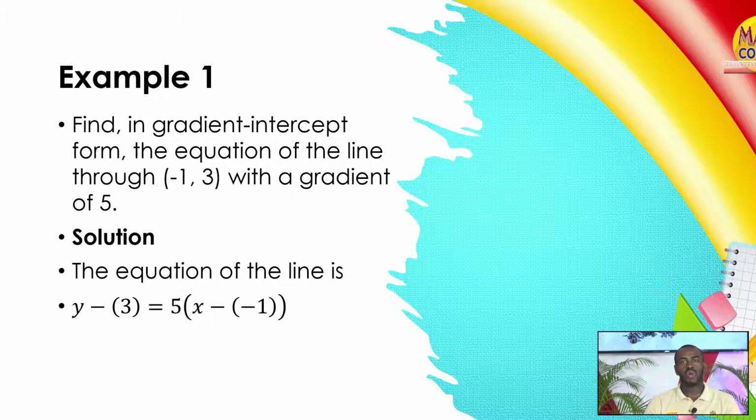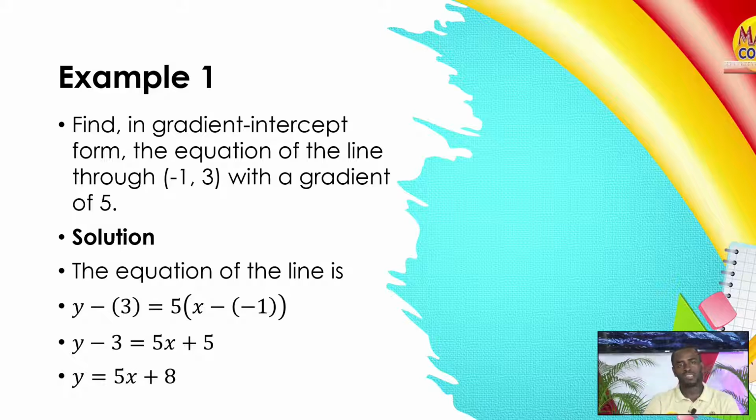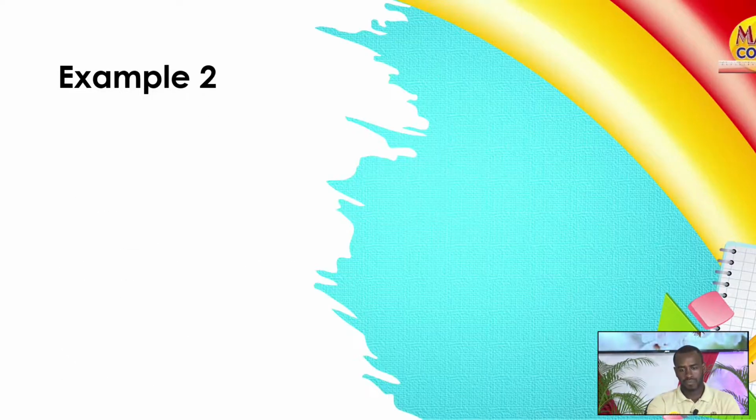You can now go ahead, simplify this equation, and ensure that when you are through, you will leave it in the gradient intercept form. When you simplify, you will get y is equal to 5x plus 8. So now you have your equation in the gradient intercept form, which is the same as y is equal to mx plus c. Let us take a look at a second example.